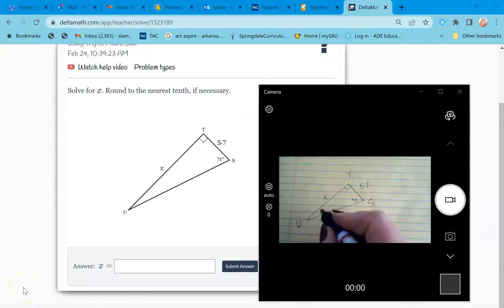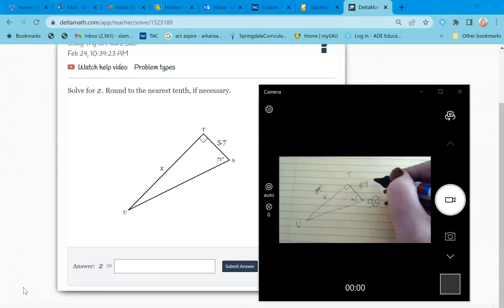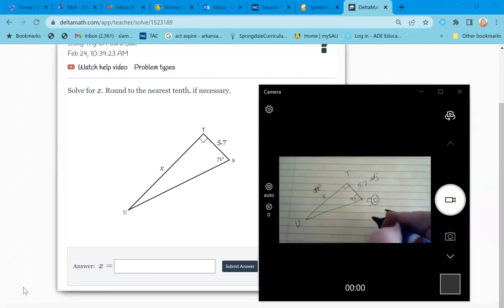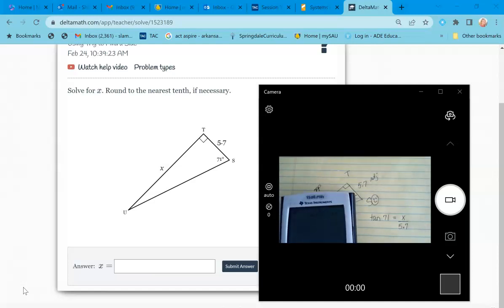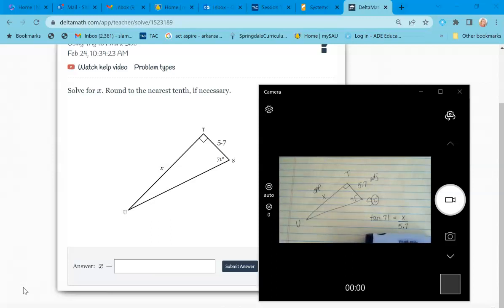Okay, so we're looking for x here, and we know this angle is 71 degrees, so smiley goes here. From smiley's perspective, this is the opposite, and this is the adjacent. Since I'm dealing with opposite and adjacent, that means I'm using the tangent. I know the angle is 71, and I need to place the values in there, opposite over adjacent. Now to solve this, I'm going to just multiply 5.7 times the tangent of 71.